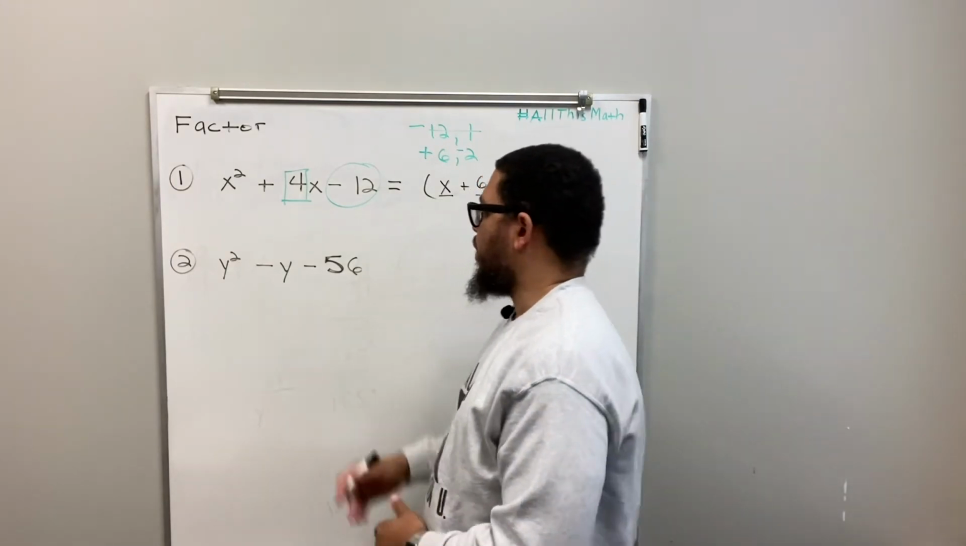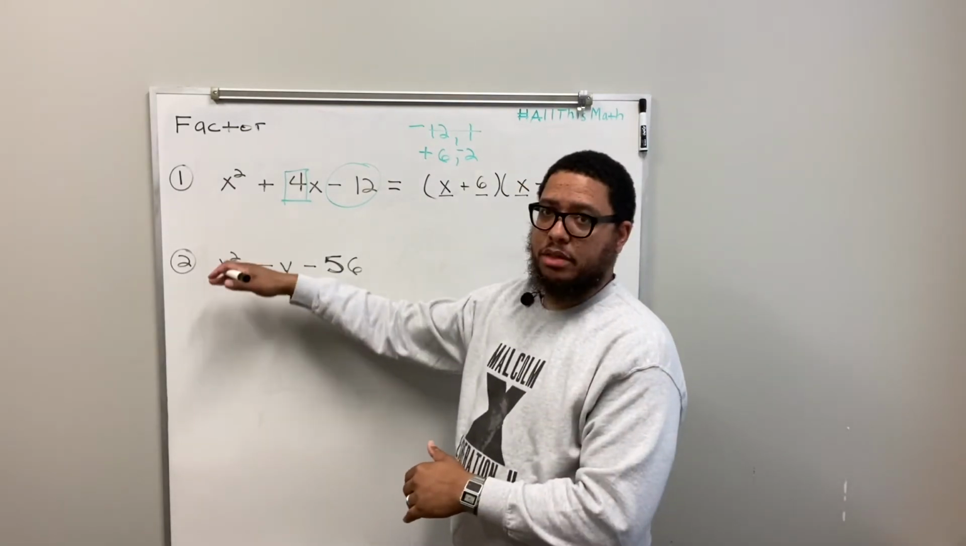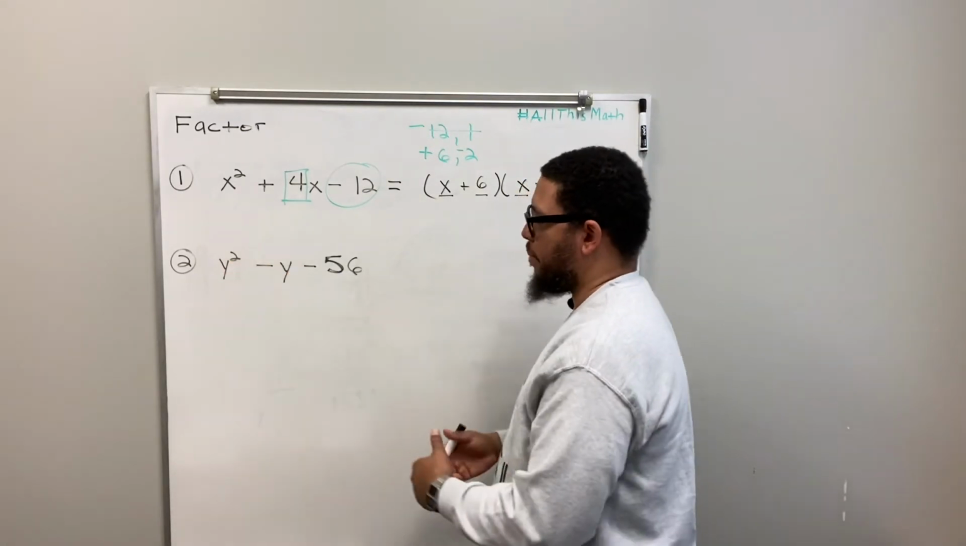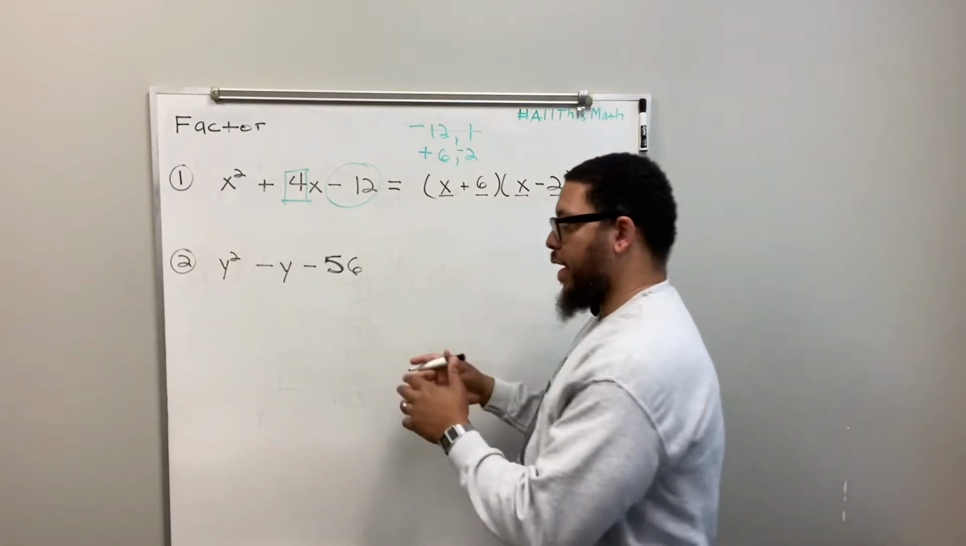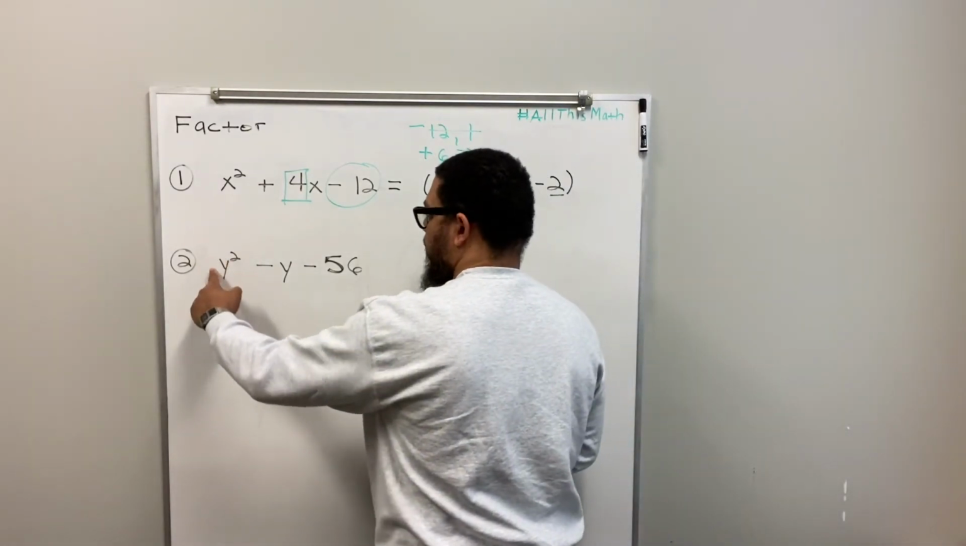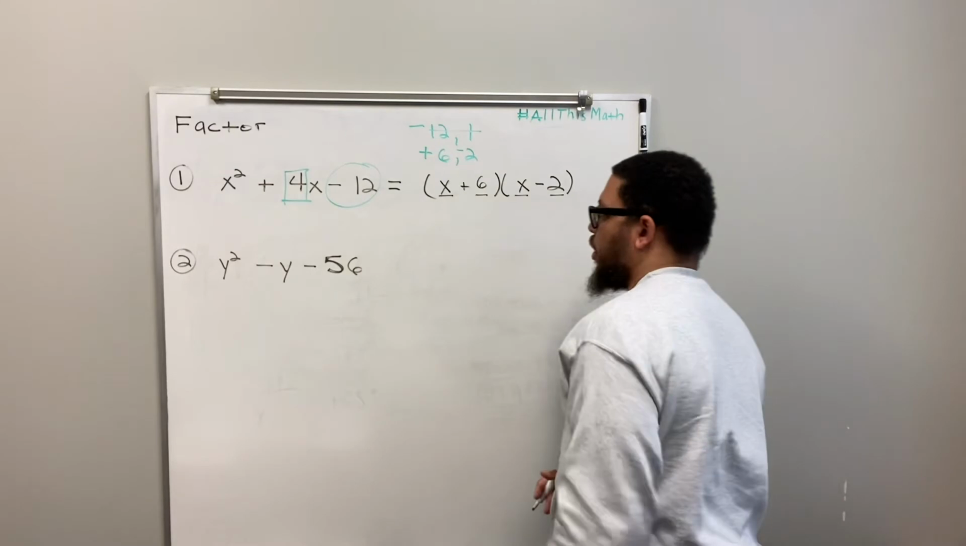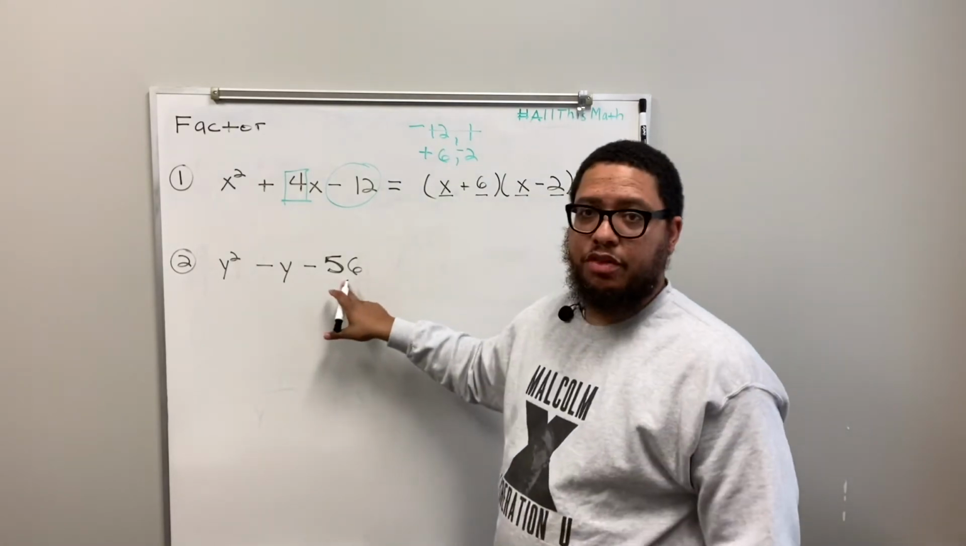All right? That's based on this. It's built on top of this. It's not as simple as this, but it's built on top of this. But you can do it. You can do that too. But for now, our lead coefficient is a 1, so we're going to do it the same way we did this one. We look to our last number, which is negative 56.